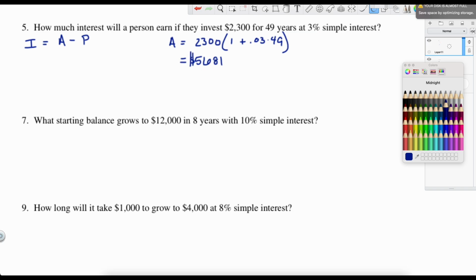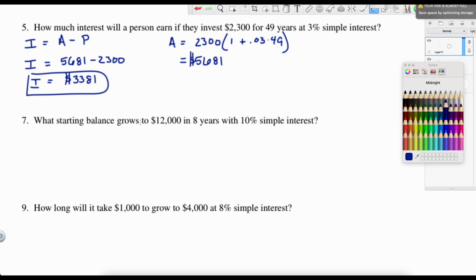Okay, so if this is the amount that we get and we started with 2,300, well, how much of this is interest that we accrued over the years? And that's just going to be the amount minus our principal here. So 5,681 minus 2,300, and that is 3,381. That is the interest a person earns based off these conditions.